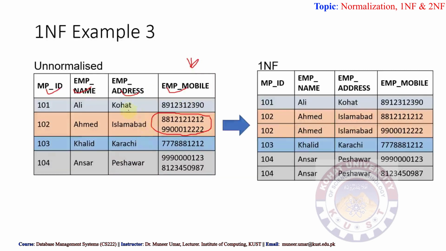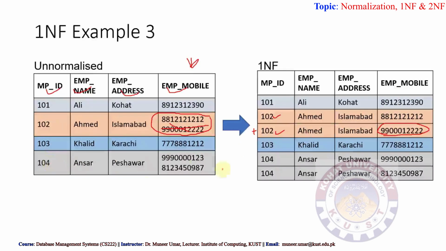If you want this table to be in first normal form, then we must remove this additional value and we'll give a new row for this value. So now here you can see that this 102 is actually repeated due to this value, and under employee mobile now there are no multi-values.